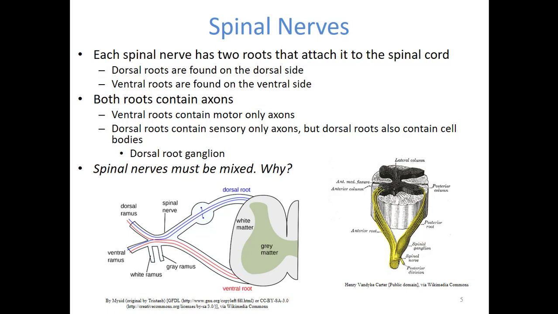Spinal nerves must be mixed. Do you know why? That's because we have a spinal nerve forming where dorsal and ventral roots meet. And a dorsal root is sensory only, and a ventral root is motor only. Therefore, where they converge to form the spinal nerve, it must be mixed.